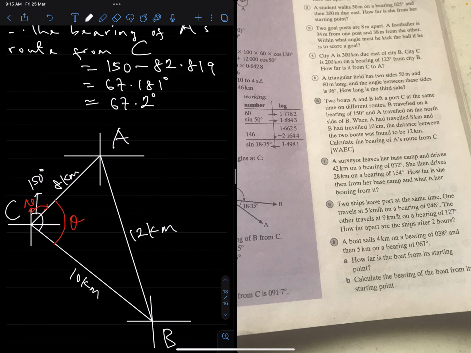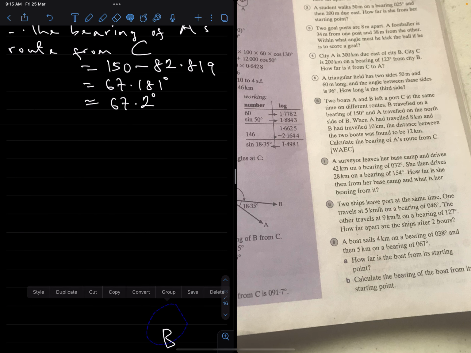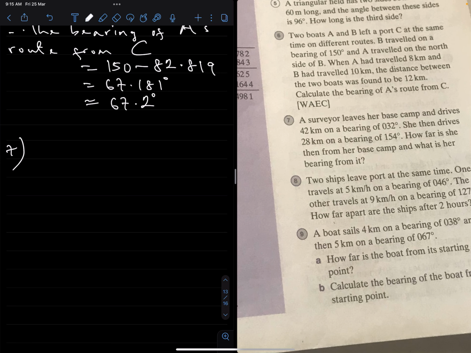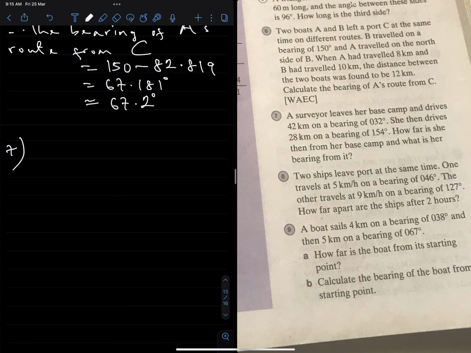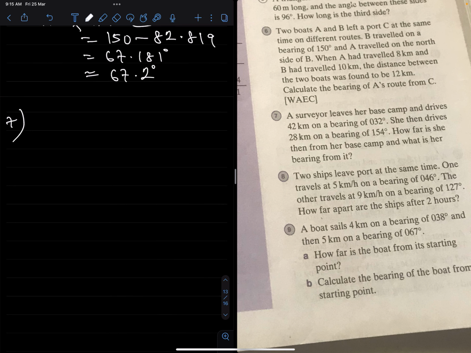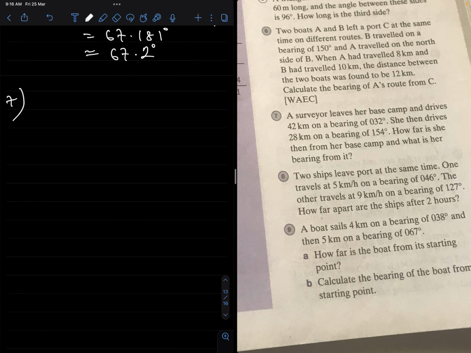So we go to the next one, which is number 7. A surveyor leaves her base camp and travels 42 kilometers on a bearing of 032 degrees. If they say 032, it means it starts from the north. She then drives 28 kilometers on a bearing of 154 degrees. How far is she then from her base camp, and what is her bearing from it?